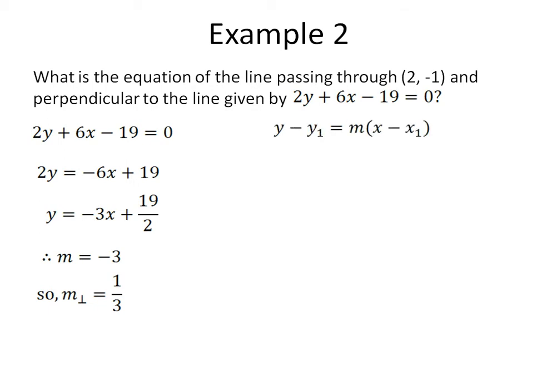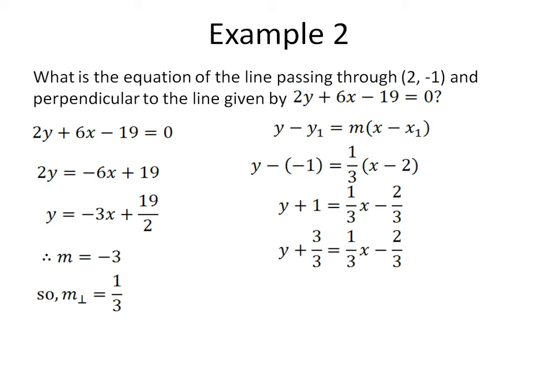So once again, we go to our point slope form, which is y minus y1 equals m times x minus x1. We know that the slope is 1/3, and we know that the point it needs to go through is (2, negative 1). So this gives us y minus negative 1 is equal to 1/3 times x minus 2. So y plus 1 is equal to 1/3 x minus 2/3.